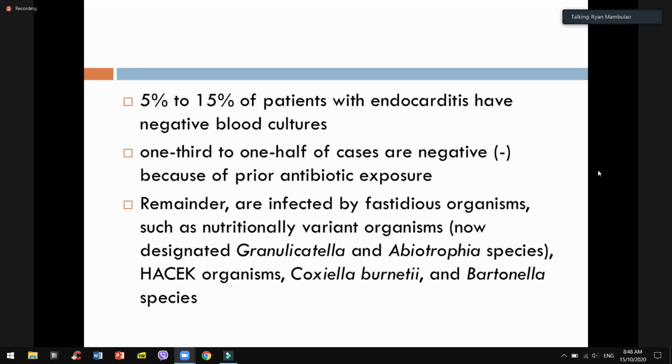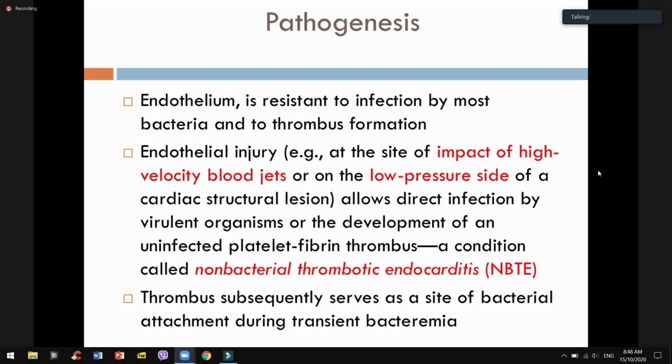Most of the time, we have a positive blood culture if it's infective endocarditis, because the organism is more septic. I mean, the patient develops sepsis. So the yield for a positive blood culture is high. Okay. So the endothelium is protected.